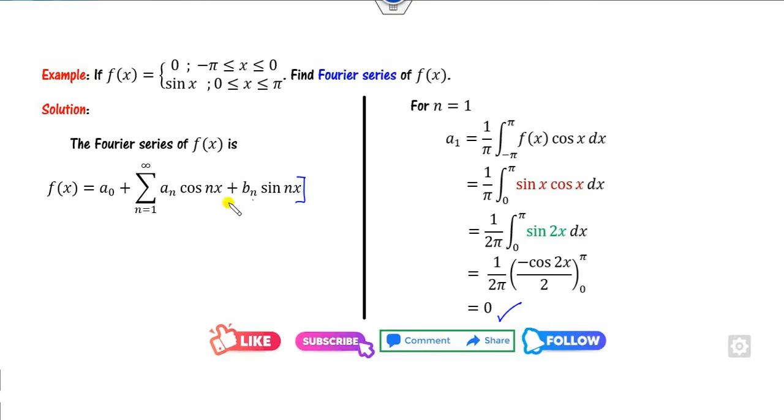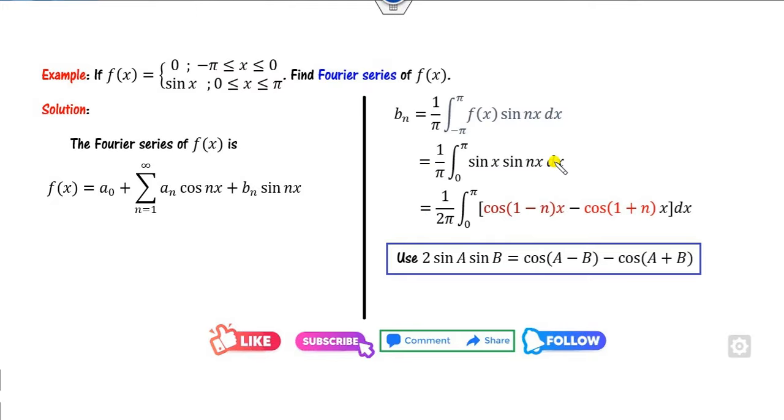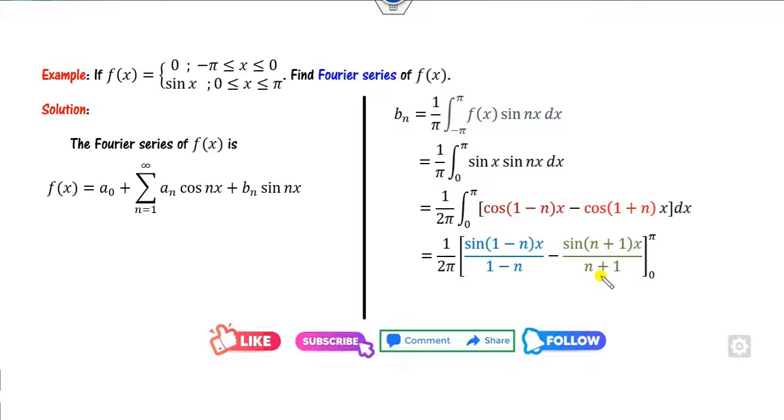Now your target is to find b n. So b n will be the integral of f(x) sine nx. Again I can substitute the value of f(x) from minus pi to 0 and 0 to pi. I can multiply 2 and divide it by 2. I can apply the formula for 2 sine a sine b. Then what is the integration of cos (1 minus n)x minus cos (1 plus n)x? So cos integration is sine (1 minus n)x divided by 1 minus n, and sine (1 plus n)x divided by 1 plus n.